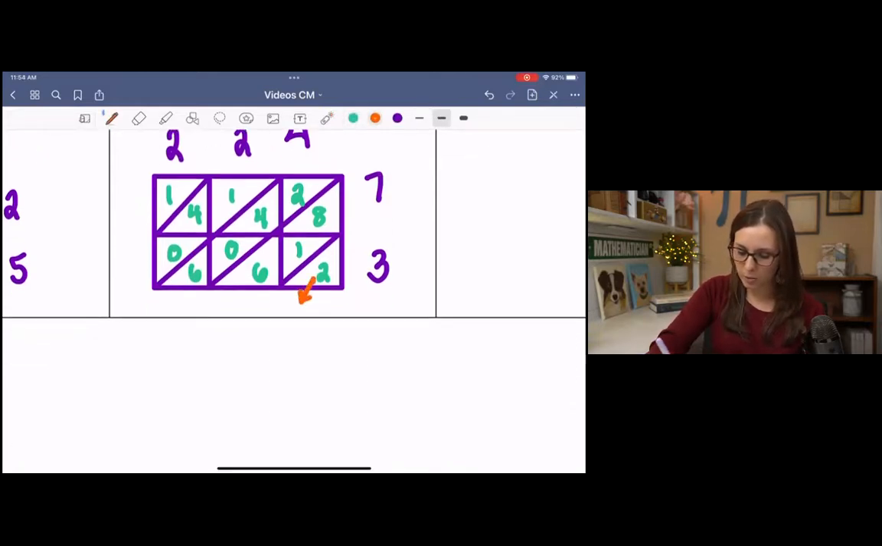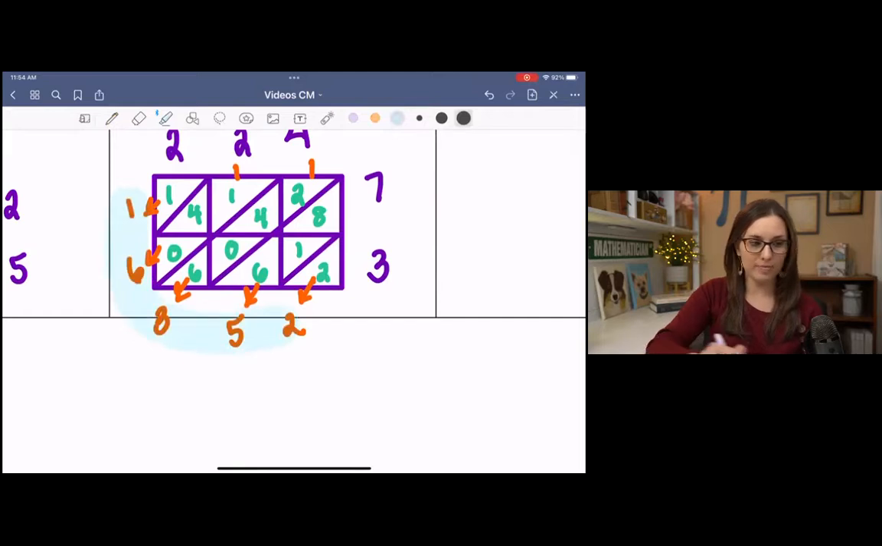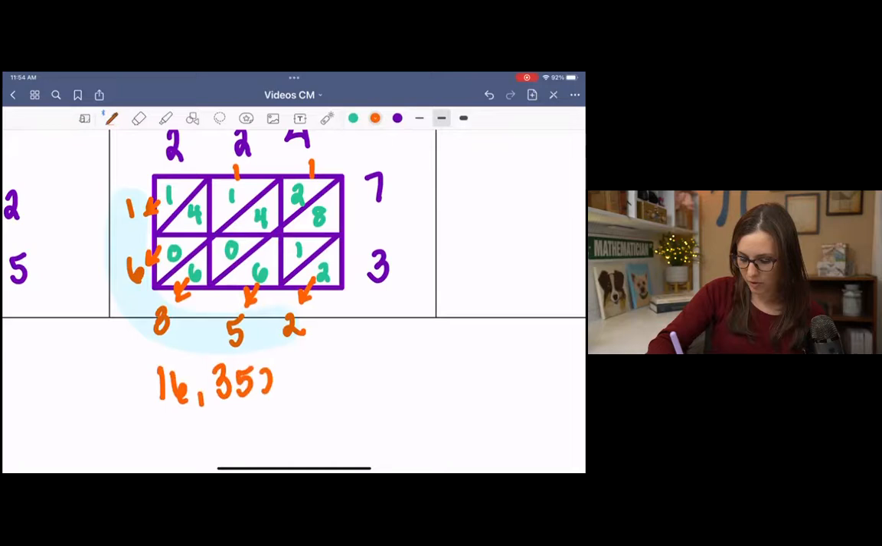So in the first diagonal, we have a 2. Then we have 15. That means I'm going to carry a 1. That's a 13, 10, 11, 12, 13. Then carry the 1, 4, 5, 6. And then 1. So this number should be 16,352. And then we just write that out. You can always check it with your calculator just to make sure.